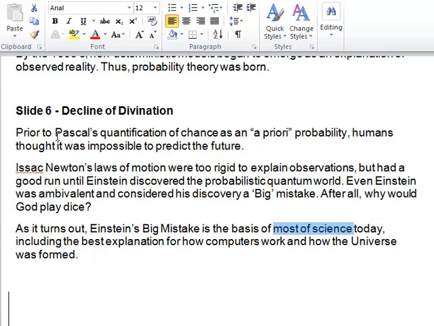We also have humans from the past who thought it was impossible to predict the future. This sounds like it could be a timeline to me because it goes through these folks up to science of today. So maybe that's the place to start.